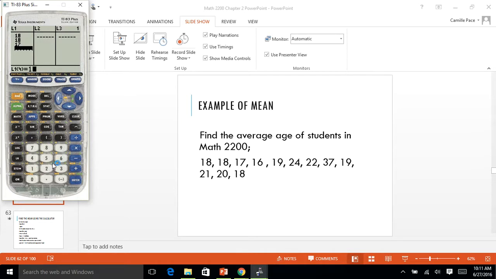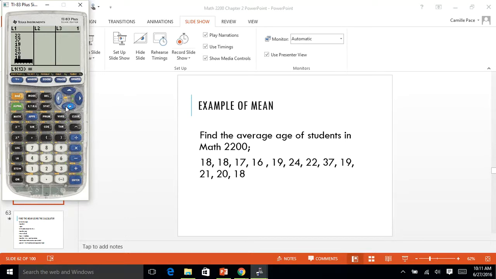Then I have 16. Then I have 19, 24, 22, 37, 19, 21, 20, and 18. I don't even have to put these values in order because the calculator does it for me.